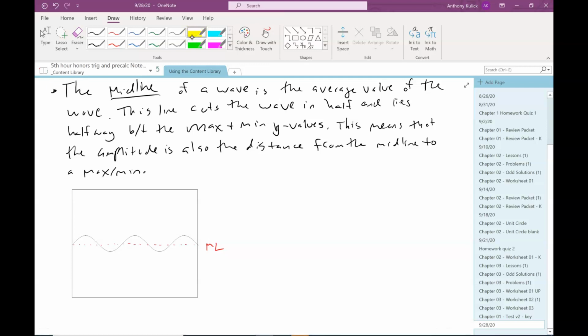So when we say it divides it in half, what we mean is that we have an equal amount of area between the graph and the midline above the midline as there is underneath the midline. And you might say, well, I see 3 pieces above and 2 pieces below, but you have to remember the graph is going on forever in both directions. So there is really an equal amount of area above the midline and below the midline. Is that okay with you guys? Okay.